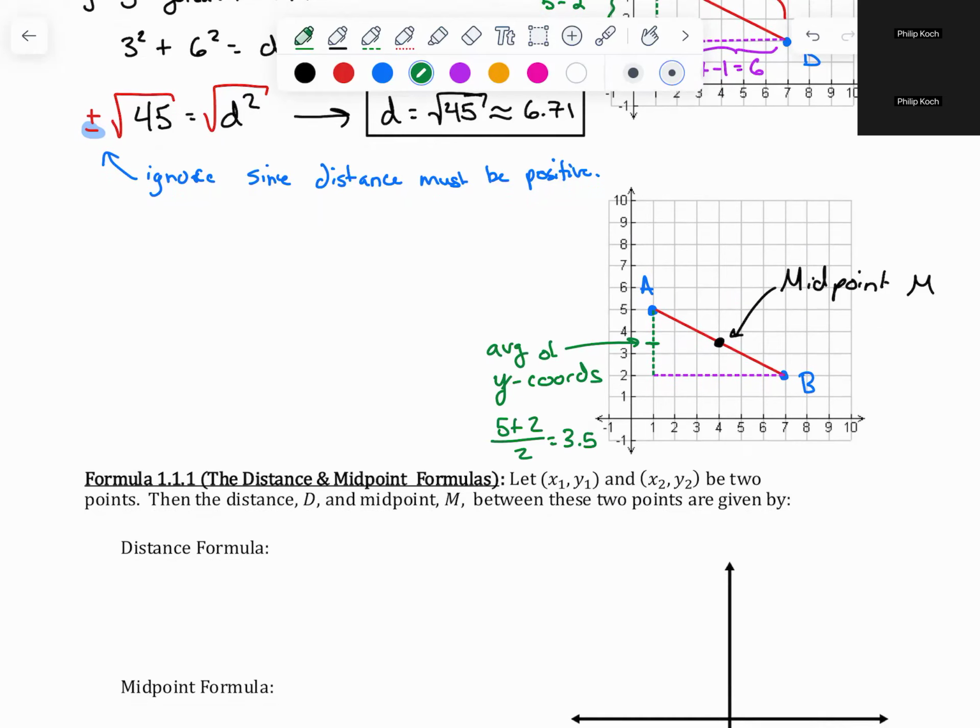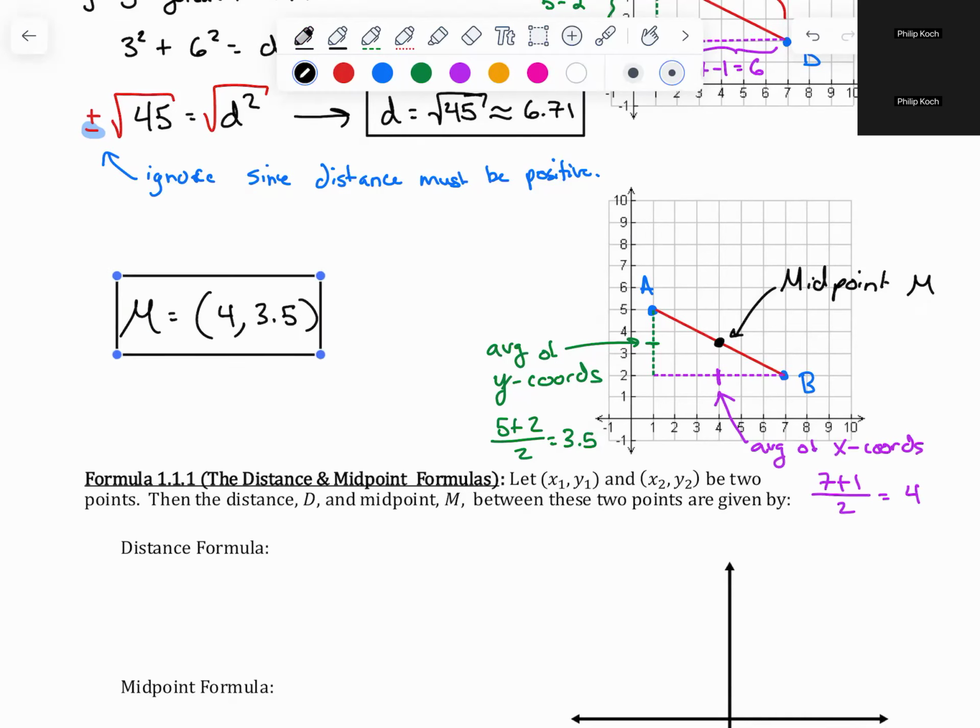And the same thing goes for the x coordinate right there. That's the average of the x coordinates. 7 plus 1 divided by 2, that's 4. So our midpoint M is equal to our x coordinate first, it's always x comma y. So 4 comma 3.5. We always do x then y. Sure, in some alternate reality we do y comma x, but that's not the way we do it here.